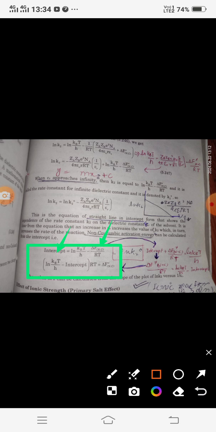This was all about the effect of the dielectric permittivity of the solvent on the rate of a chemical reaction.